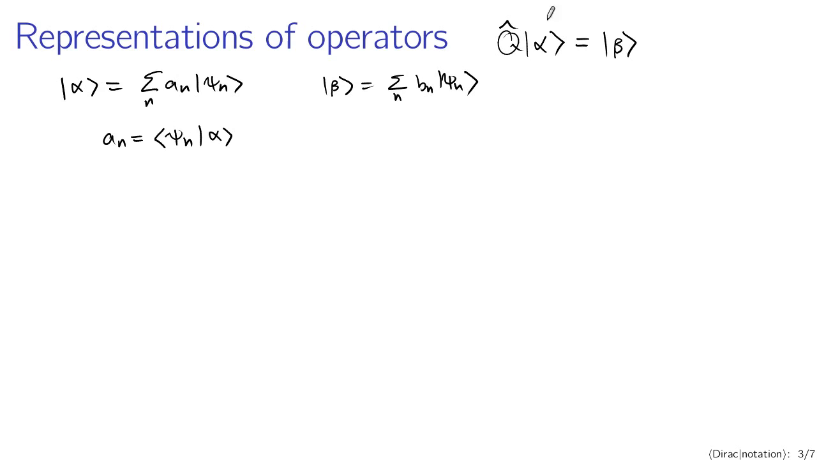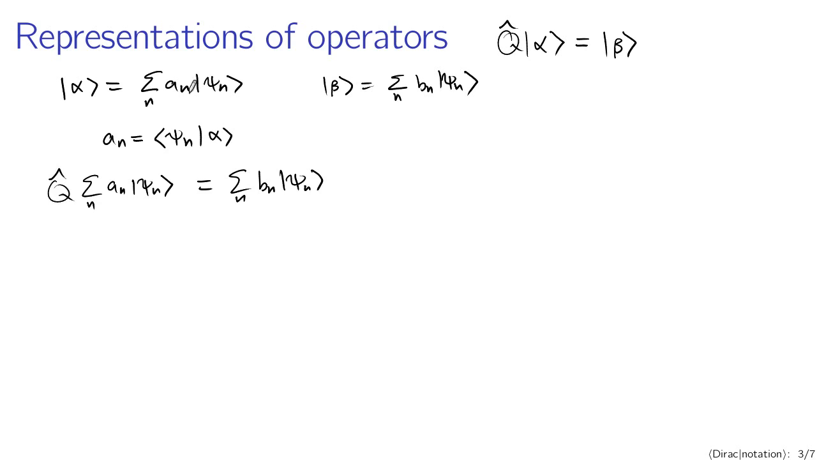Now we can plug these sorts of representations into this expression, figure out how that sort of expression behaves. I'll have q hat applied to a sum over n of a sub n, psi sub n, and that has to be equal to sum over n, b sub n, psi sub n. Now, this means I've got an infinite sum on the left and an infinite sum on the right, but these infinite sums, you know how to make them disappear.